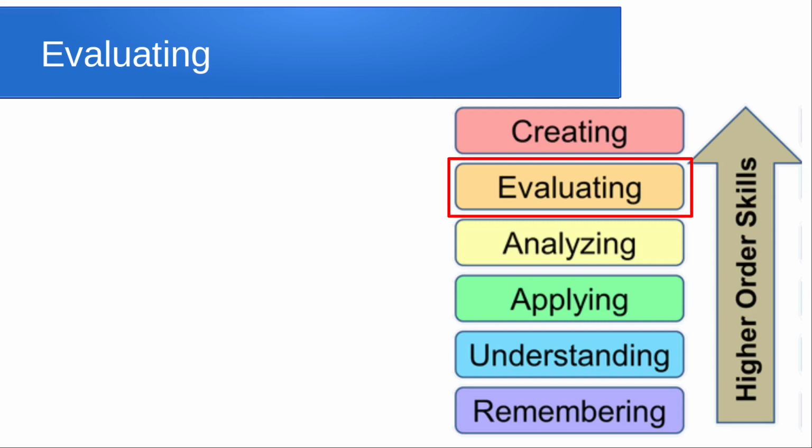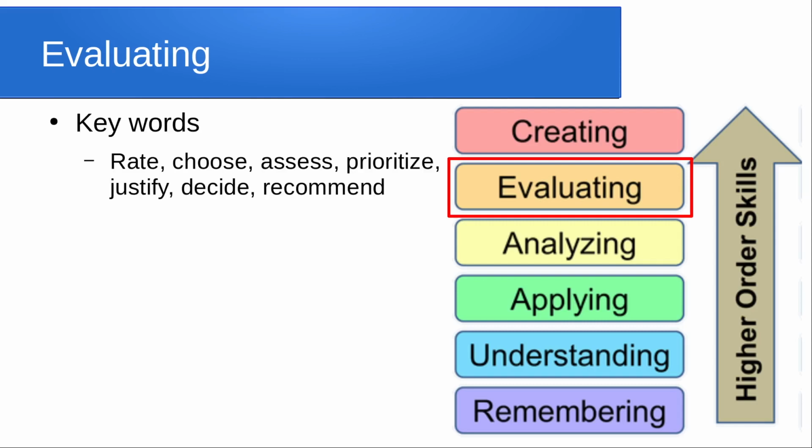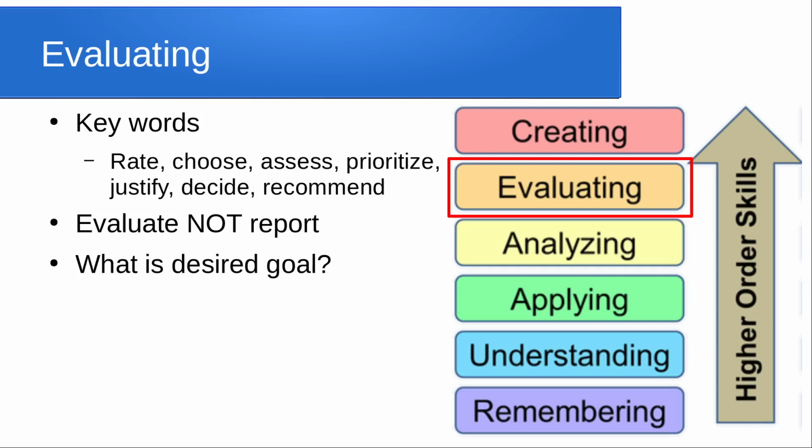Now let's move up to the next level, level 5, evaluating. Here we look at words like rate, choose, assess, prioritize, justify, decide, recommend, or you might see the word evaluate. When we talk about evaluating, we do not mean to report. To report is to say what happened. That's more like describing, which is more like remembering, maybe understanding, but it's definitely not evaluating. Evaluating means to judge if something is good or bad.